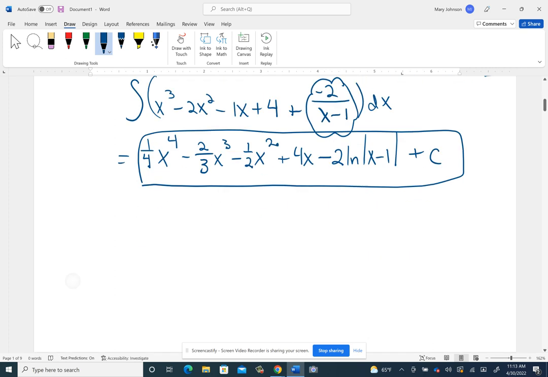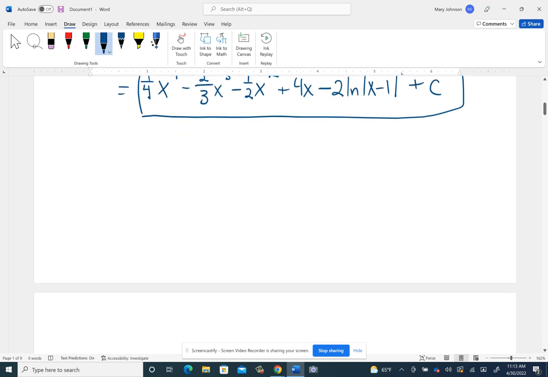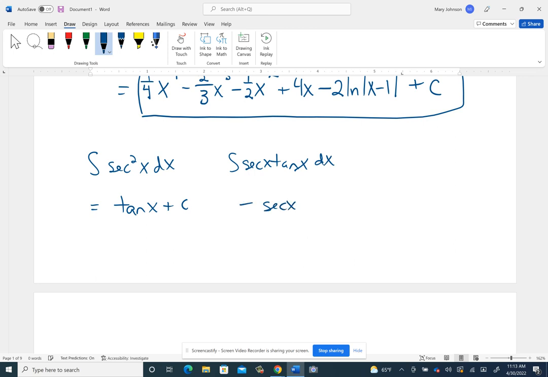All right, now the other thing you do, we've integrated some stuff that had trig functions in it. Like we know if we see secant squared x dx and we're trying to integrate that, we know that came from tangent. Okay, because we know our derivative rules. Or if we have secant x tangent x dx, we know that came from secant x.